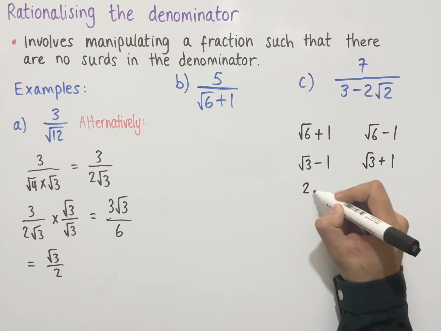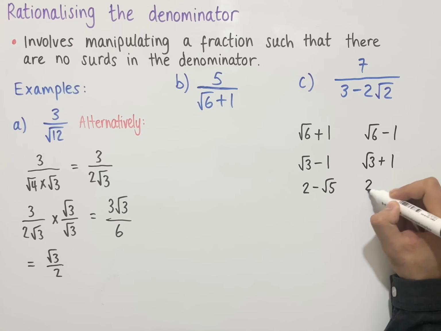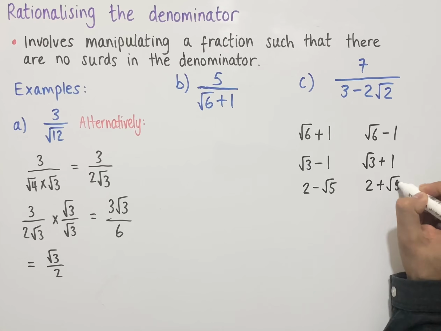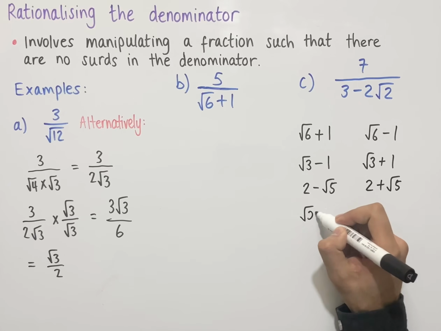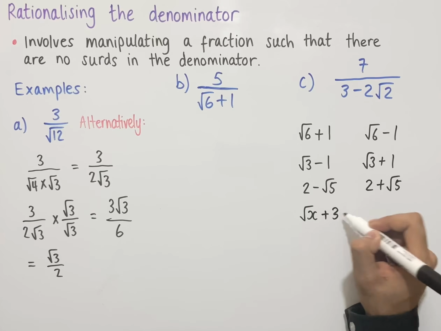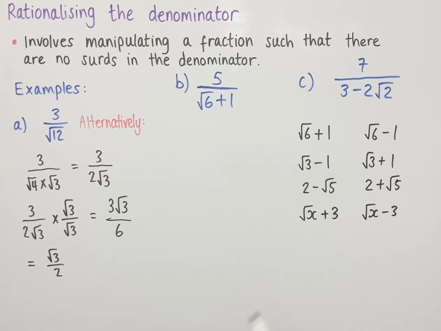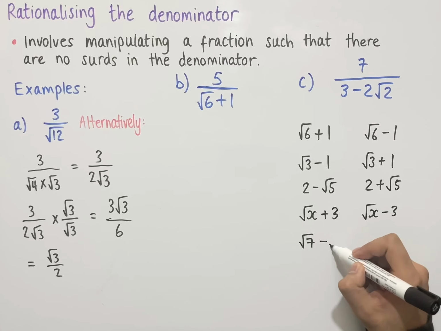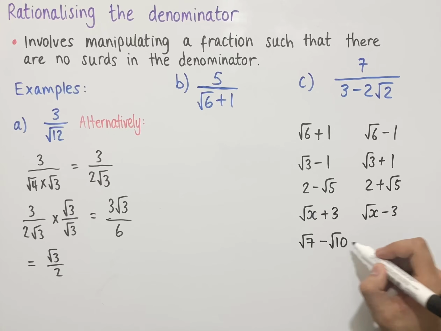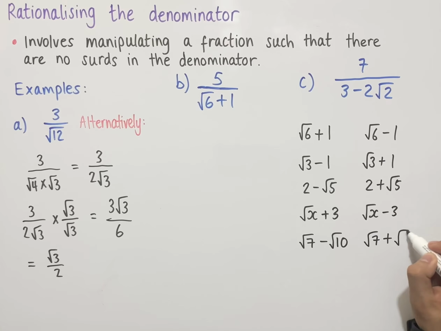If we had 2 minus root 5, then the conjugate of this is 2 plus root 5. And if we had algebraic expressions, such as square root of x plus 3, then the conjugate of this is the square root of x minus 3. And if we had the square root of 7 minus the square root of 10, then the conjugate of this is the square root of 7 plus the square root of 10.